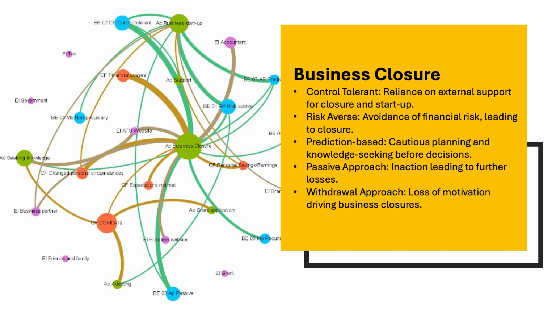The business closure group was characterized by 5 distinct behaviors: control-tolerant, risk-averse, prediction-based procedures, passive approach, and withdrawal approach. These behaviors reflect how participants manage the closure of their business and the factors influencing their decisions. Participants were control-tolerant. They were open to assistance during business closure, relying on professionals like accountants or personal networks. Participants also displayed an aversion to risk, often opting for small-scale operations that didn't involve significant financial investment.